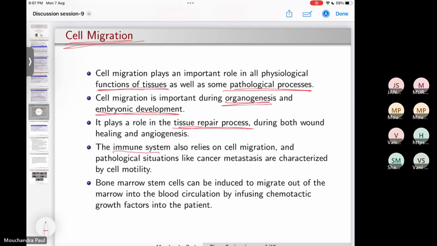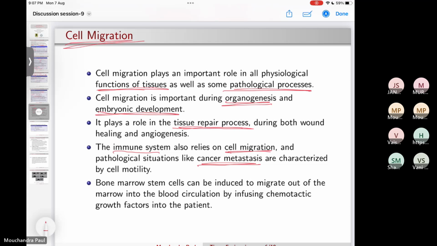The immune system relies on cell migration, correct? The blood cells are migrating throughout the body all the time, as well as in pathological conditions like cancer metastasis, where the cancer spreads throughout the body. How is the cancer spreading? It is happening because the cancerous cells are migrating from their source location to some other target in the body and thus spreading the cancer.